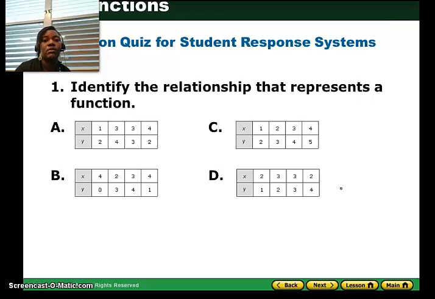Alright, let's do a FCAT example. Go ahead and try to do this one by yourself. Answer the question on the right hand side, and then come back and get the answer. Alright, so here we had to identify which one is a function, and that one right here will be C. Again, A is not a function because the x's repeat here, and here, so those guys will not be functions.